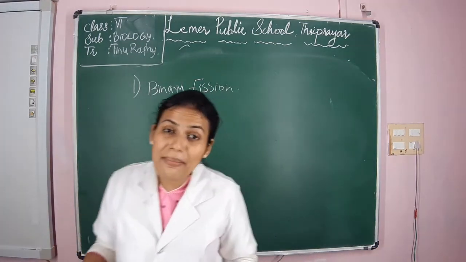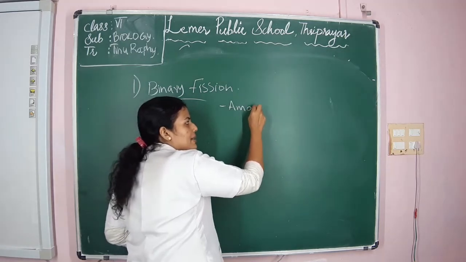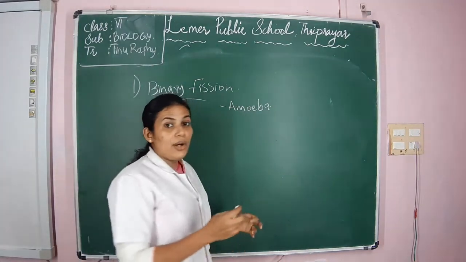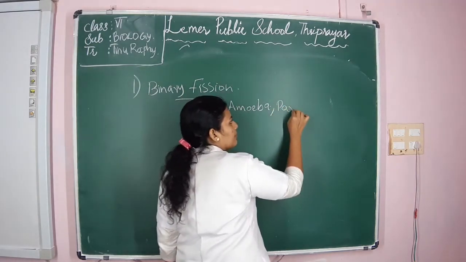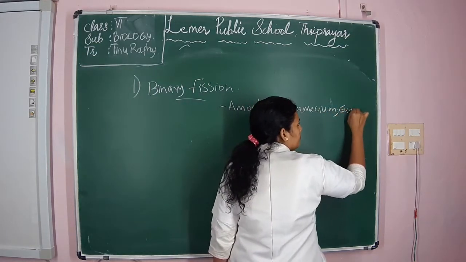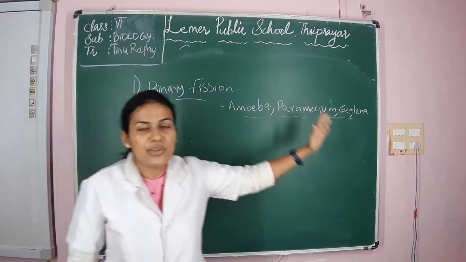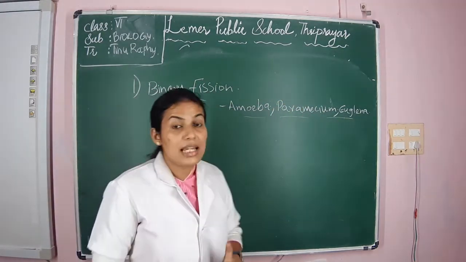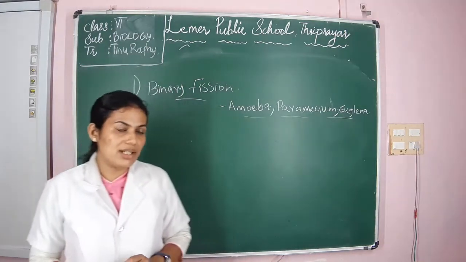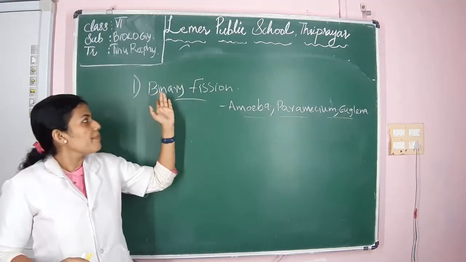Now, examples of organisms which show binary fission are amoeba, which is a microorganism we are very familiar with, isn't it? The second organism is paramecium, and the third is Euglena. Now, what is the specialty of all three organisms? We learned these names when we learned about unicellular organisms. These organisms are microscopic and unicellular in nature, so they have a single cell. These organisms show binary fission.